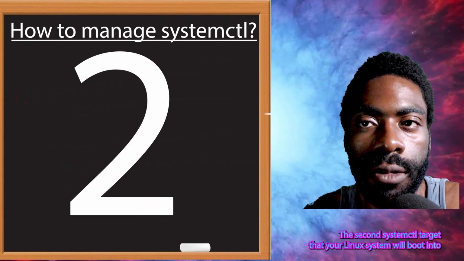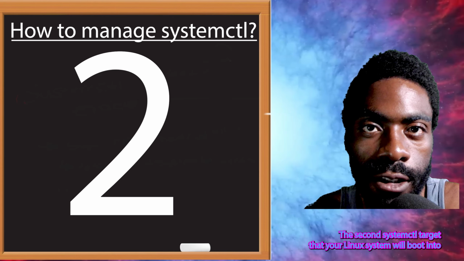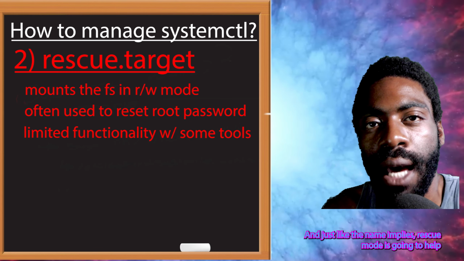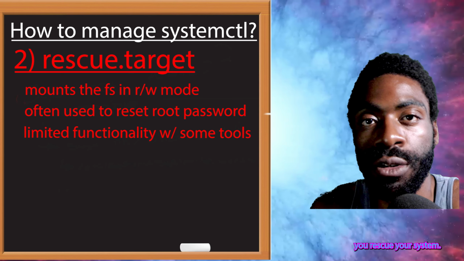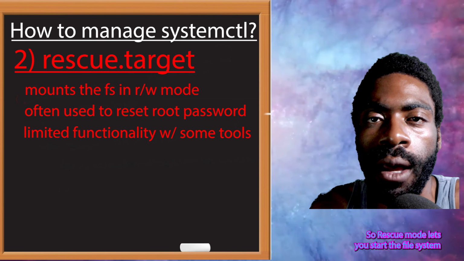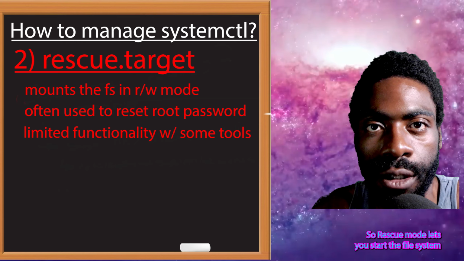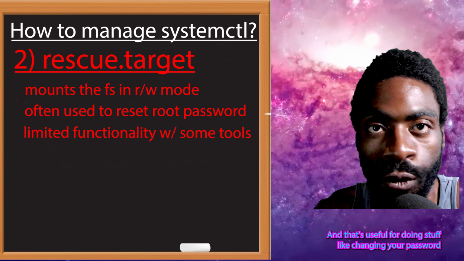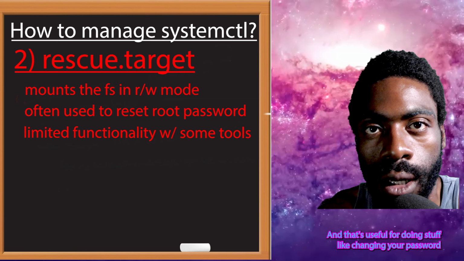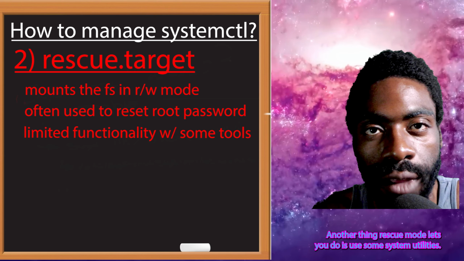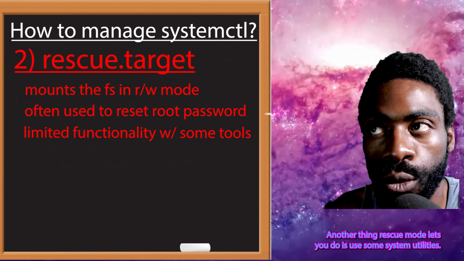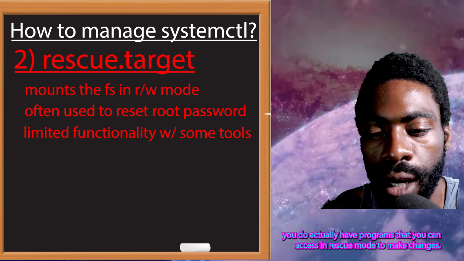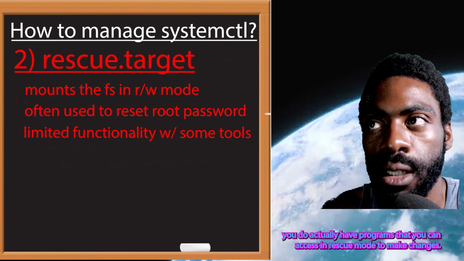The second systemctl target that your Linux system will boot into is rescue mode. And just like the name implies, rescue mode is going to help you rescue your system. So rescue mode lets you start the file system in a read-write format, so you're actually able to modify it, and that's useful for doing stuff like changing your password in case you forget it. Another thing rescue mode lets you do is use some system utilities. So unlike emergency mode, you do actually have programs that you can access in rescue mode to make changes.